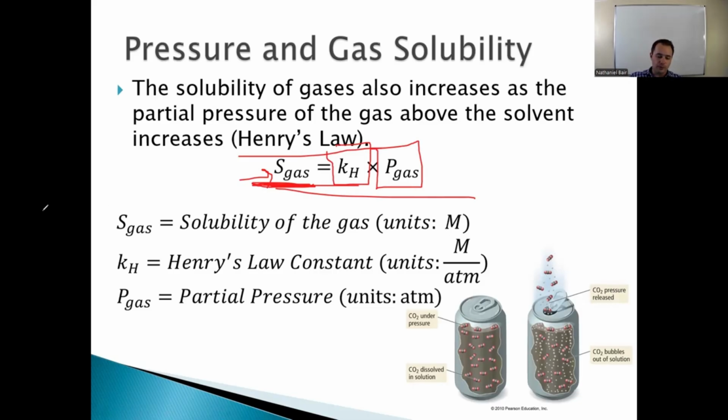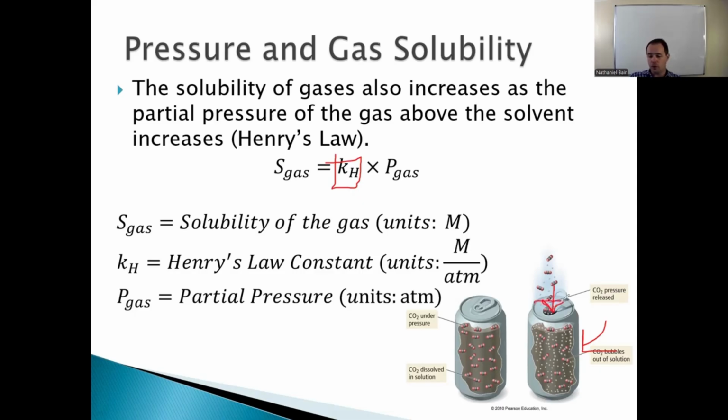So for example, if I want to calculate the solubility, like how much carbon dioxide is dissolved in a soda can, if I know the Henry's Law constant for carbon dioxide and water, and I know the partial pressure, how much pressure of carbon dioxide they applied before they sealed the can, then I could determine the solubility. Or vice versa, if I know the solubility and the Henry's Law constant for carbon dioxide and water, I could calculate what the partial pressure has to be to achieve that. What pressure of carbon dioxide do I need to have?